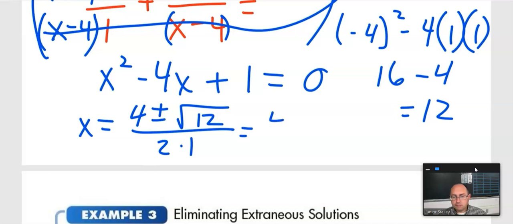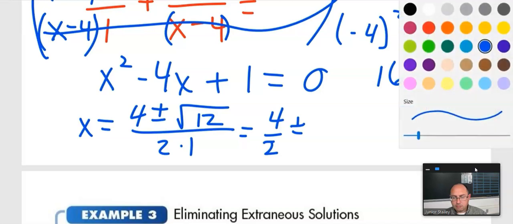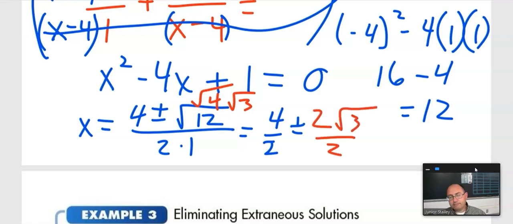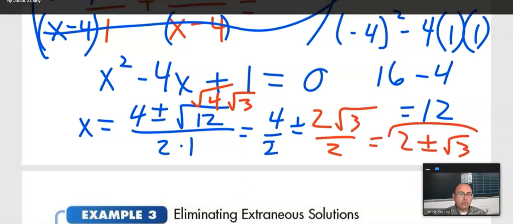In this case, that would be 4 over 2 plus or minus. Remember that you can simplify square root of 12 into the square root of 4 and the square root of 3, which would be 2 radical 3 over 2. And so then we can simplify this to our final answer, which would be 2 plus or minus radical 3. Okay? All right, now, did you see that I split that up into 2 different fractions? You know why I did that?